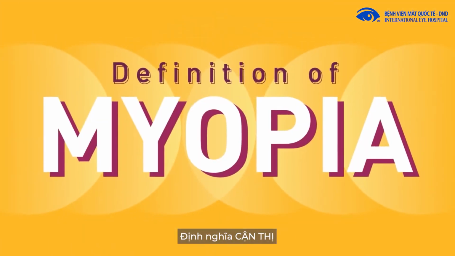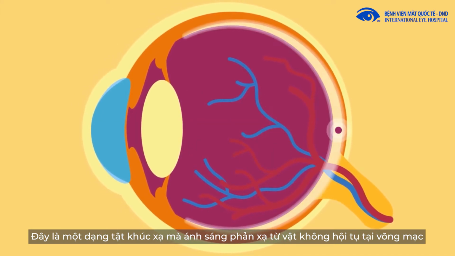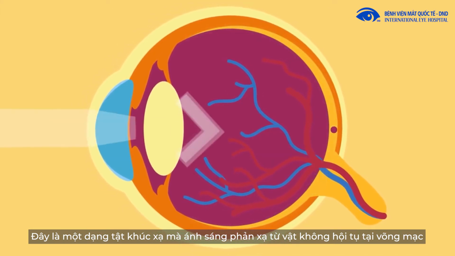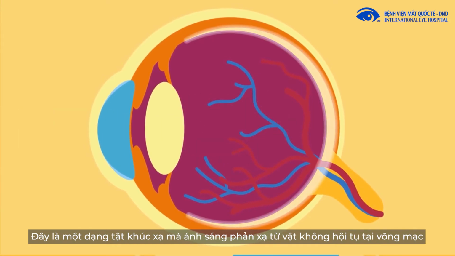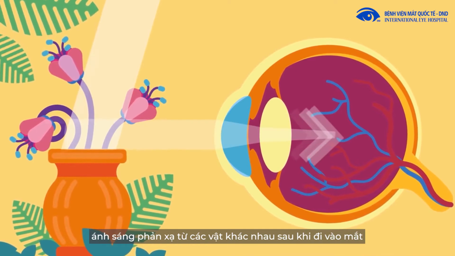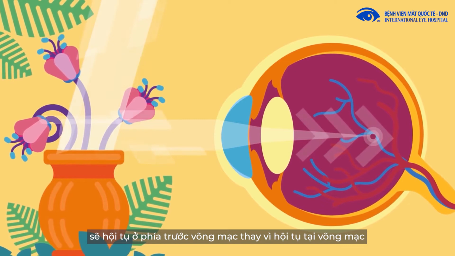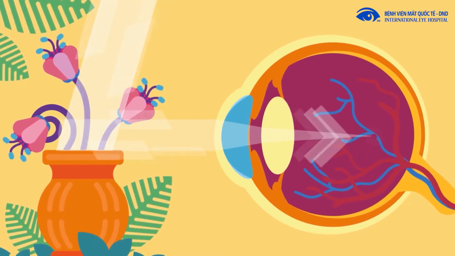Definition of myopia. It is a form of refractive error, an inability to refract, bend, and focus the light rays properly, in which parallel rays of light, i.e. coming from a distant object, after entering the eye, are focused in front of the retina instead of on the retina, with eye muscles at rest.